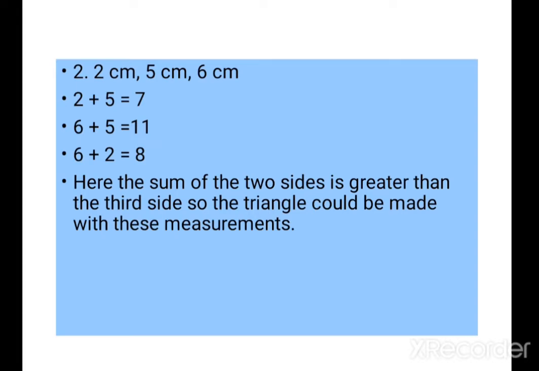Next question. 2 centimeter, 5 centimeter and 6 centimeter. Here you can see 2 plus 5 is 7 centimeter, 6 plus 5 is 11 centimeter and 6 plus 2 is 8 centimeter. All three answers are greater than the remaining side of the triangle. Hence, the sum of two sides is greater than the third side. So, a triangle could be made with these measurements.